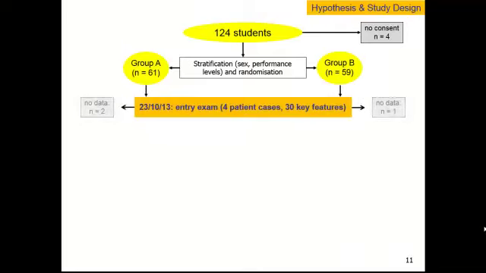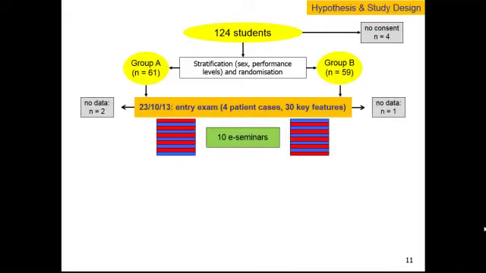On the first day of the module, all students took an entry exam consisting of 30 key feature questions. 15 of these items went on to become intervention items for Group A. This means that during the following 10 sessions of electronic seminars, these items would only be retested but never restudied in Group A, while students in Group B would never be tested on these items but would only have the opportunity to restudy the material. The opposite was true for the 15 items that were used as intervention items in Group B. These items were used as control items in Group A.